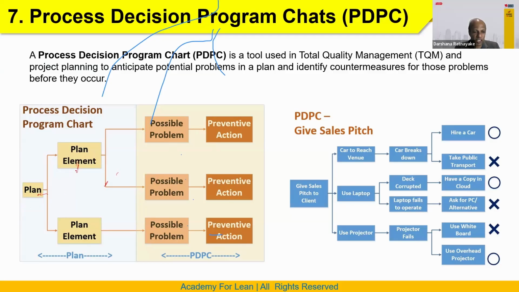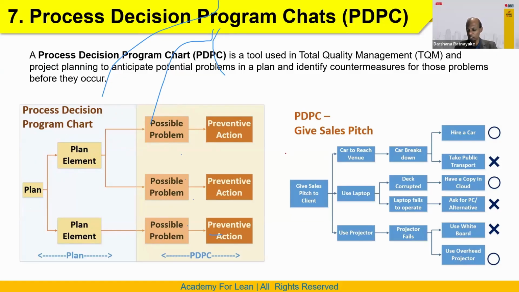Then what action do we need to take to do this? Then what problem can we face when we do this action? And if we face this problem, what action do we need to take before it happens? Then if we take this action, we do not face this problem, then we can do this action properly, then we can achieve this target. That is the beauty of this tool.